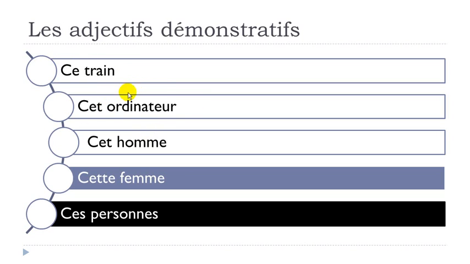Here you've got ordinateur. So ordinateur, a computer, it's masculine, un ordinateur. But if you look carefully, it starts with "o", so a vowel. And then you will have to take this cet form, the masculine form that we use with words that start with vowels, or H plus voyelle. So, cet ordinateur, this computer, cet ordinateur, okay?